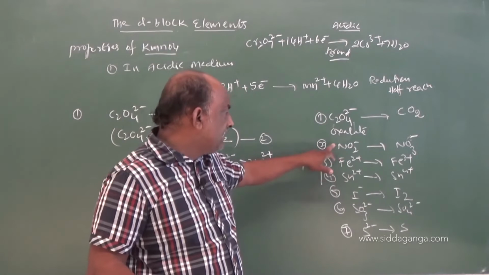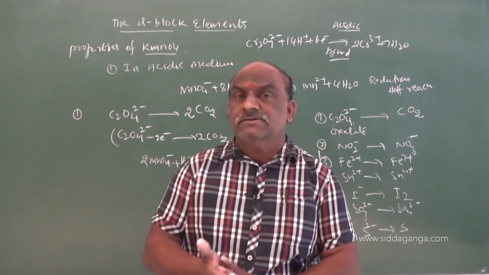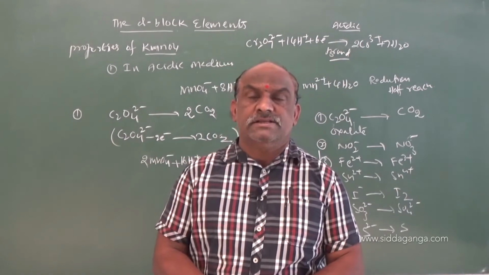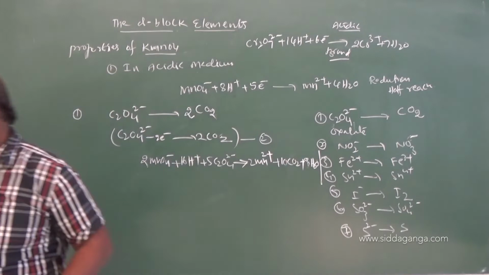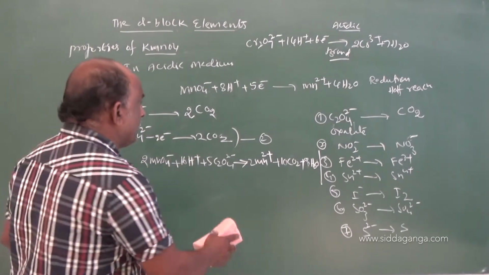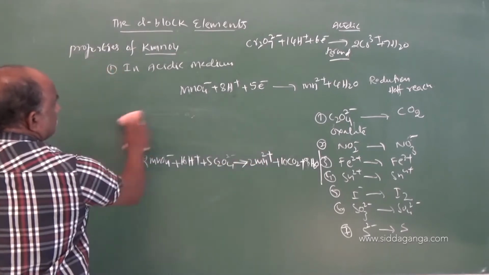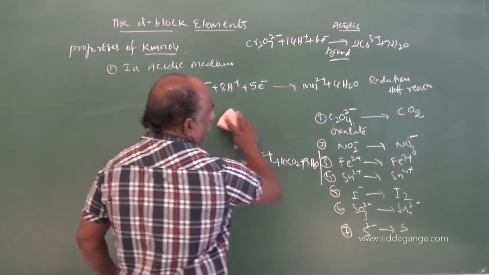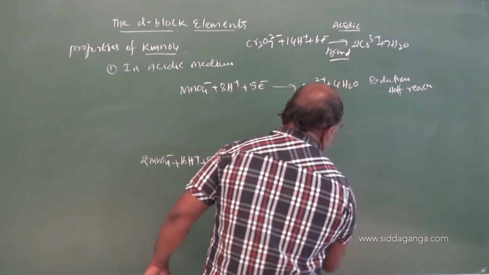Let us consider the second example. The second example is NO2 minus gives rise to NO3 minus. Nitrites oxidized to nitrate. So here what will be the reaction regarding the oxalic acid reaction? So I will give that clear equation.